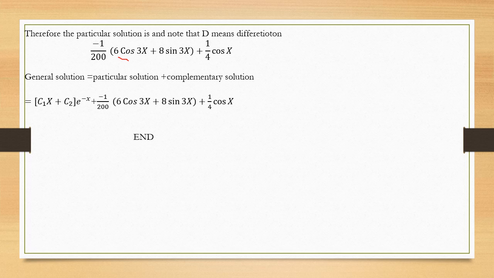Therefore, to get a general solution, we have now to add the complementary solution plus the particular solution. This is our complementary solution. Then from here is our particular solution. That gives us the answer. That's the end of our class today. Thank you.